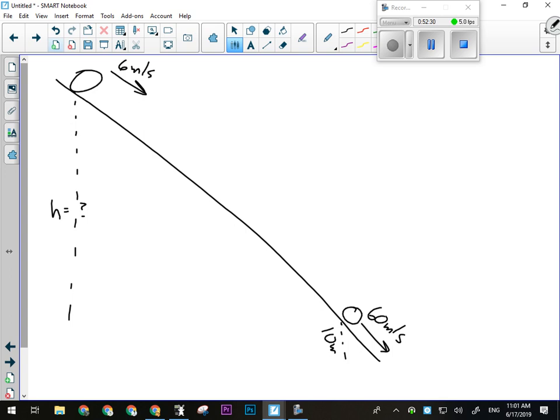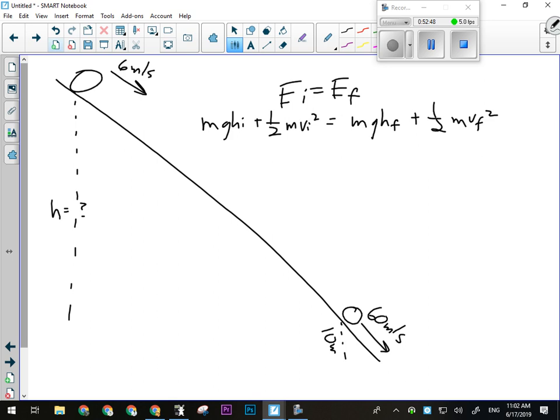All right, so in the absence of friction, this is the law of conservation of energy question where I would have m times g times h initial plus 1/2 m v initial squared equals m times g times h final plus 1/2 m v final squared. Okay, I didn't give you the mass. Do you need it? No, not in this situation. So we can get rid of the masses and start manipulating for h initial.